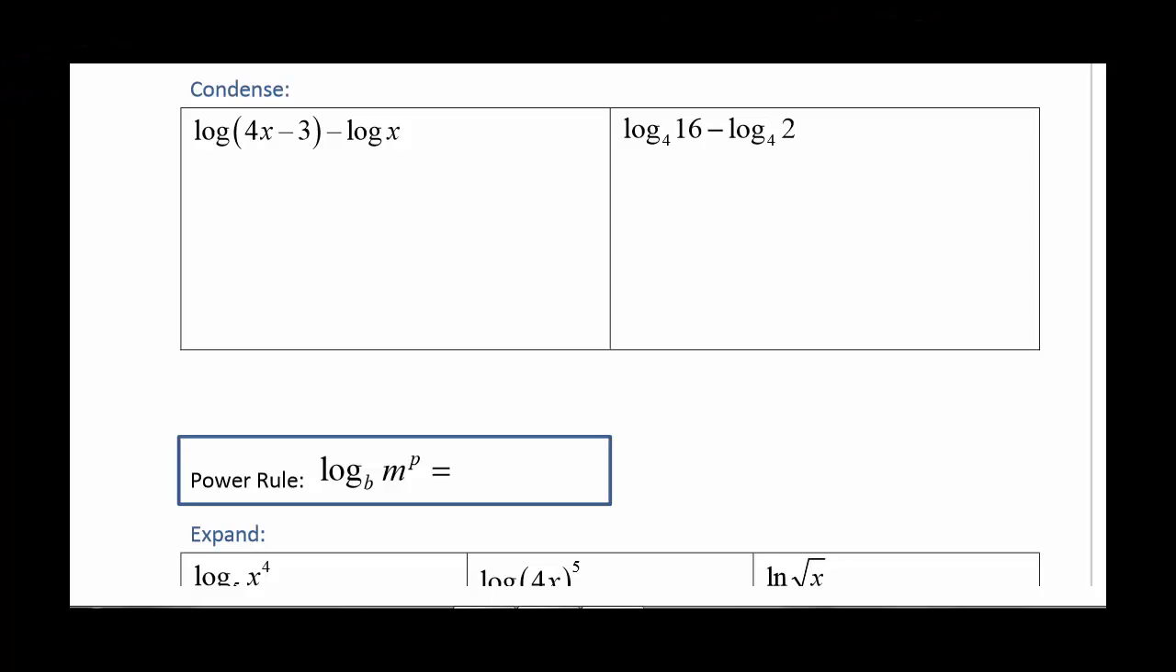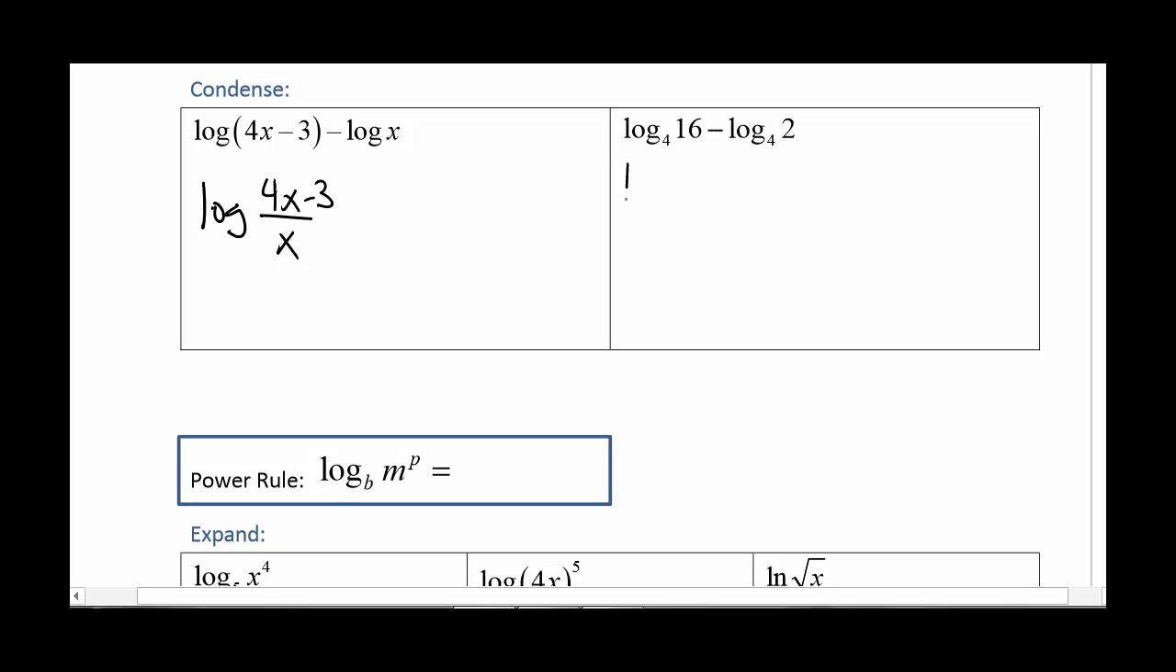Okay, under condense, we're going to go the other direction with practicing the quotient rule. So here we're subtracting 2 logs, and so I can bring that together underneath a single log. One thing that we have to clarify is what goes in the numerator and what goes in the denominator. The term that has the minus is what goes in the denominator, and the one in front, obviously, we have to put in the numerator. And that's it. That one doesn't simplify anymore.